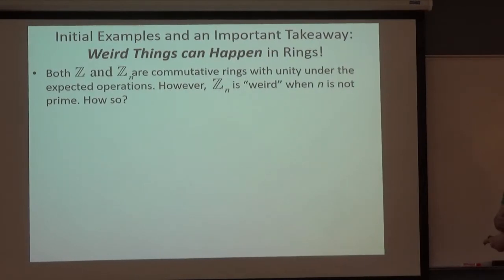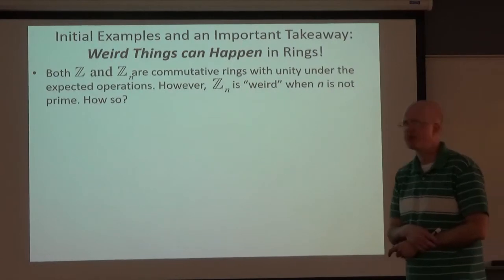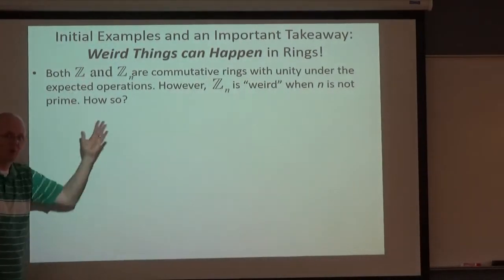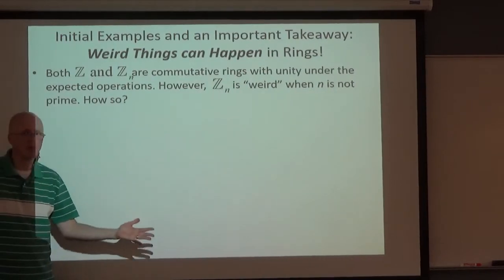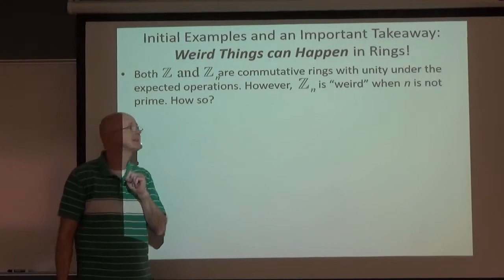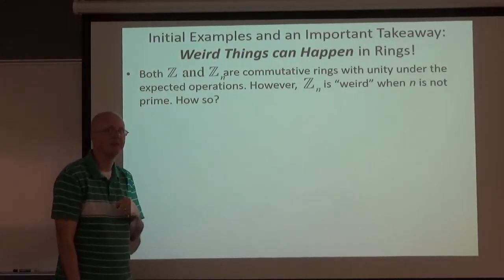Both Z and Zn are commutative rings with unity under the expected operations. Z is a ring under ordinary addition and ordinary multiplication. It's a commutative ring with unity. It's got 1 in it. The number 1 would be the unity.